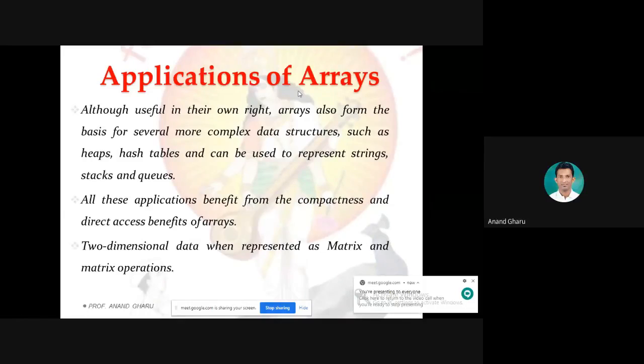Okay, so to implement any stack operation or queue operation, we can use the array. Also, there are two types of array, 1D and 2D. To implement the matrix program, we need a 2D array.